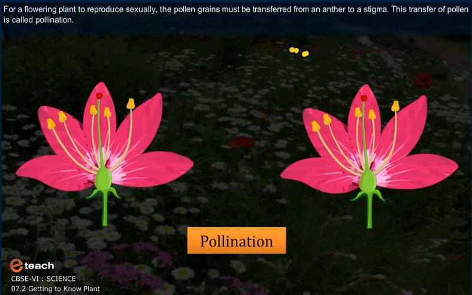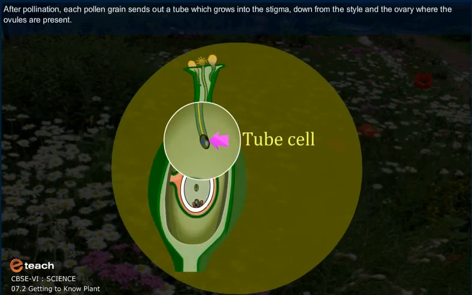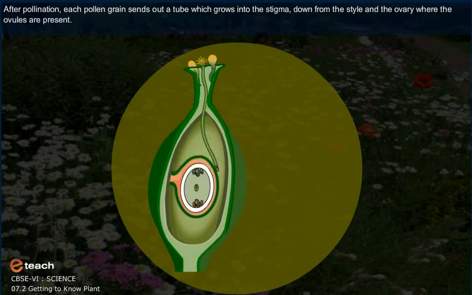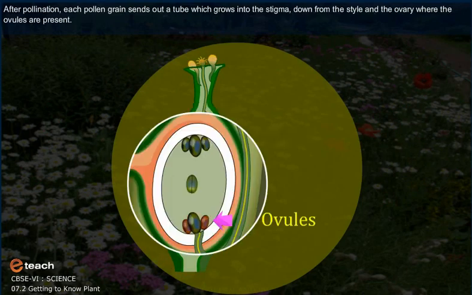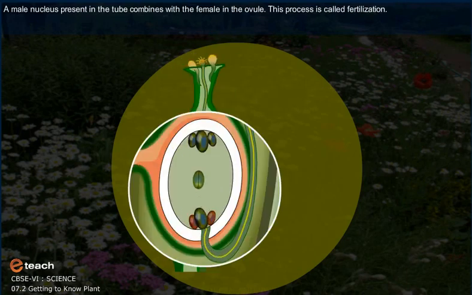For a flowering plant to reproduce sexually, the pollen grains must be transferred from an anther to a stigma. This transfer of pollen is called pollination. After pollination, each pollen grain sends out a tube which grows into the stigma, down the style and the ovary where the ovules are present. A male nucleus present in the tube combines with the female in the ovule. This process is called fertilization.